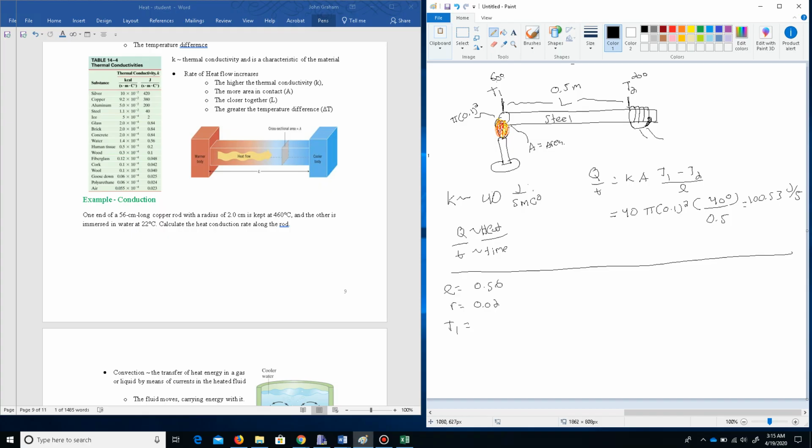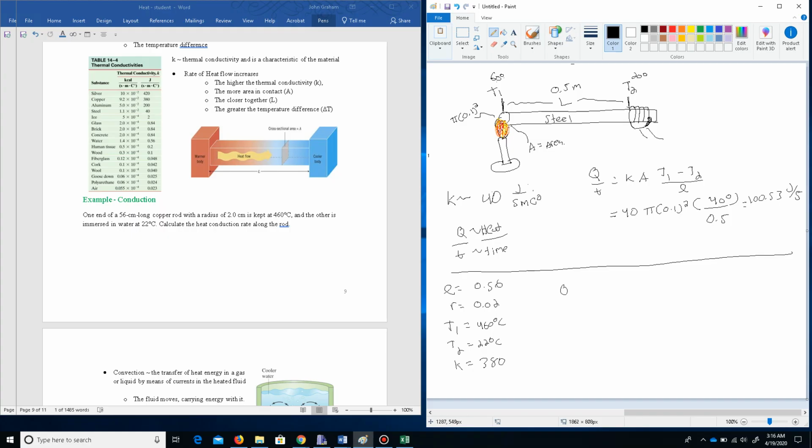T1 is 460 degrees, and we're going to immerse the other side in water, so T2 would be 22 degrees. Now, the hotter side is always on this side. That's the way the heat is flowing, so you have a heat flow going towards the cold side. So this is always high minus low. And then we have copper, so K is 380.